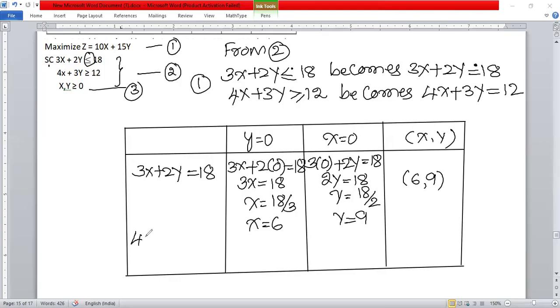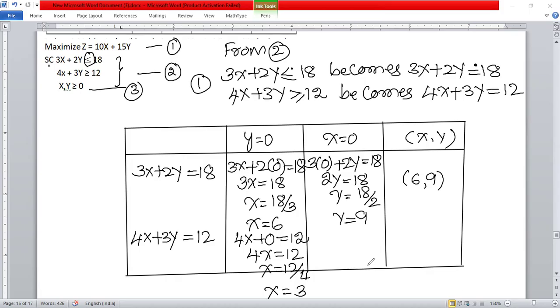Next, 4x plus 3y is equal to 12. Please put y is equal to 0. Therefore, 4x plus 0 is equal to 12. Therefore, 4x is equal to 12, so x is equal to 12 by 4. Therefore, x is equal to 3.